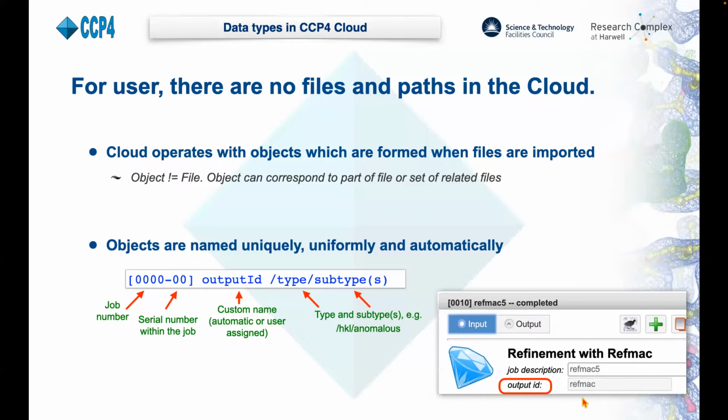An object in cloud does not necessarily correspond to a file. It may represent one of a few entities from one file, or be a complex entity including several files which should always come together, for example, coordinates and phases.